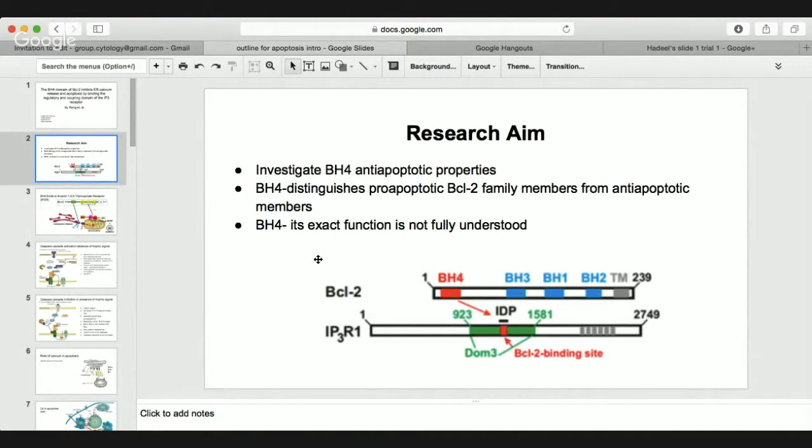Thus, the research aims to investigate the anti-apoptotic role of the BH4 domain of BCL2, which is an anti-apoptotic member of the BCL2 family. Understanding its role will contribute to the overall understanding of the BCL2 protein, which may be used as a potential therapeutic target for diseases with accelerated apoptosis, such as Alzheimer's disease.